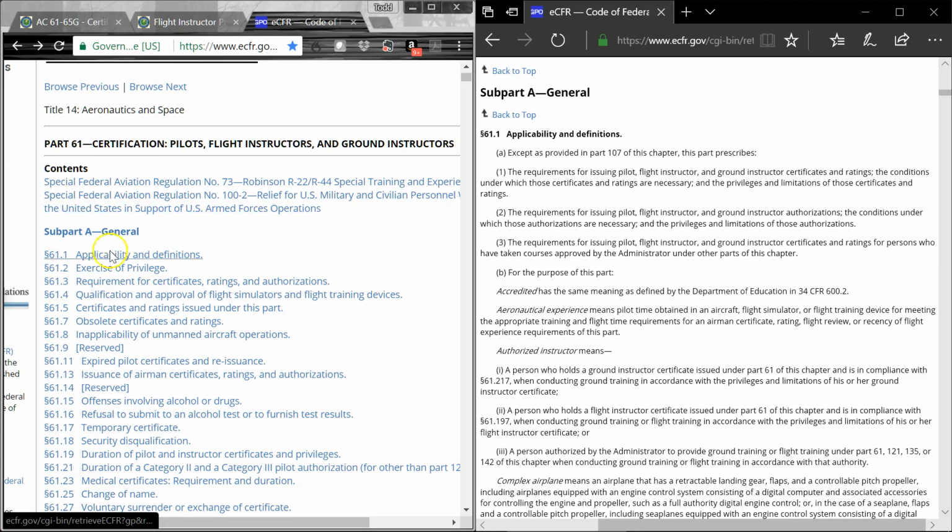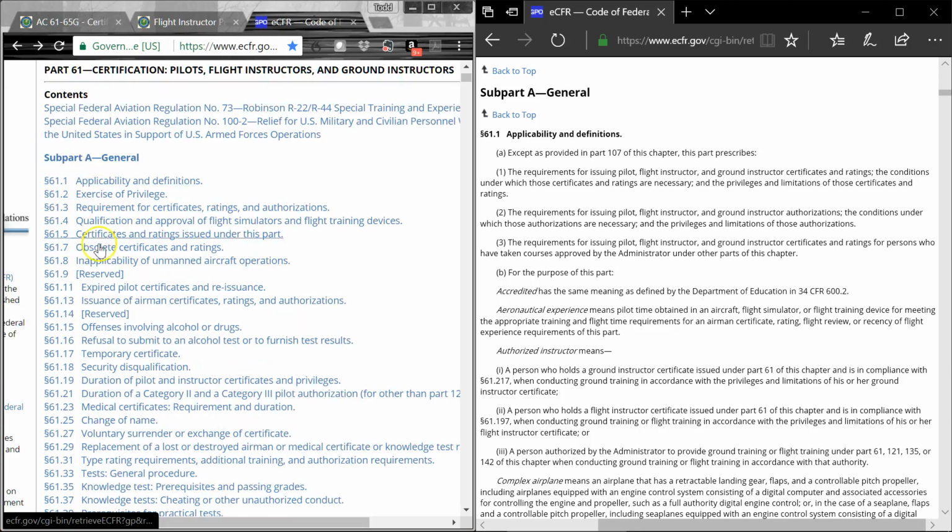So here we have Part 61. We have Subpart A, which is general. I like the general rules. There are a couple of regs you have to know: Part 61, Part 91, FAR Part 1, and NTSB Part 830. The main two are, of course, Part 61 and Part 91.